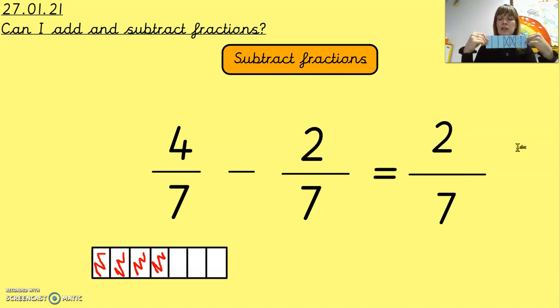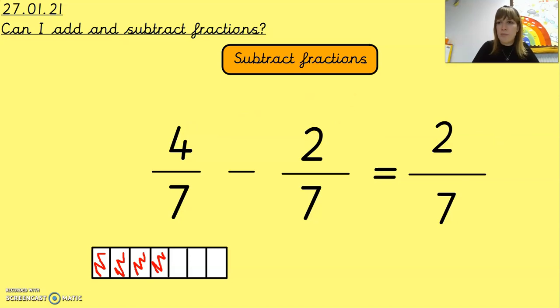If you need a bit more support with subtracting fractions or adding fractions, grab a strip of paper. You're going to split your piece of paper into whatever your denominator is, and you're going to shade in accordingly. And if it's taken away, put big crosses through it and take them away and see how many you've got left. And that will give you the answer. Or in this case, you could just do 4 take away 2, which equals 2.